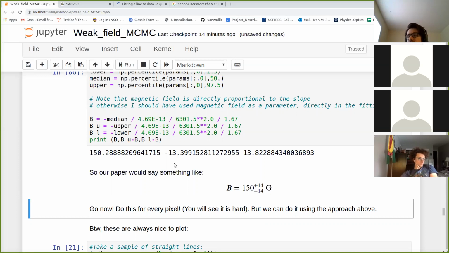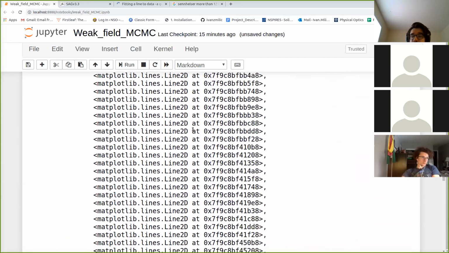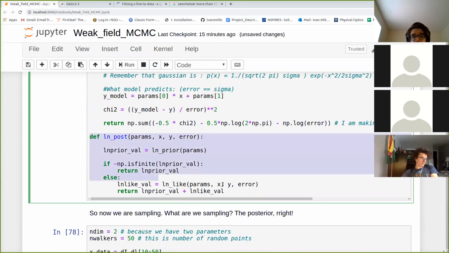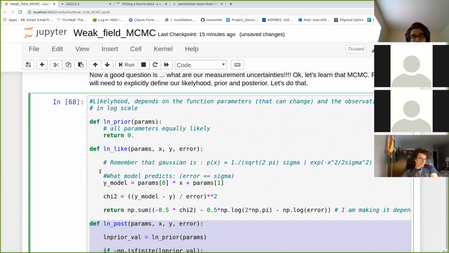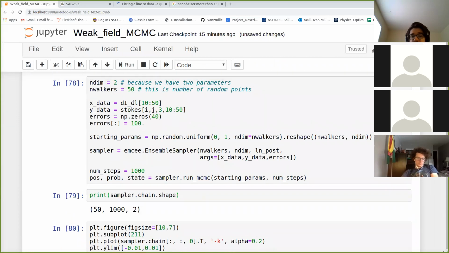Now the problem is, of course, that if we wanted to do this for every pixel, it would be very slow, right? You can try to do this for every pixel, and maybe with today's computers it will work, but keep in mind that we needed to calculate our posterior, which relies on this function here, called the likelihood, which is calling our model here. We had to calculate it 50 times 1,000 times. So we need to calculate 50,000 times.